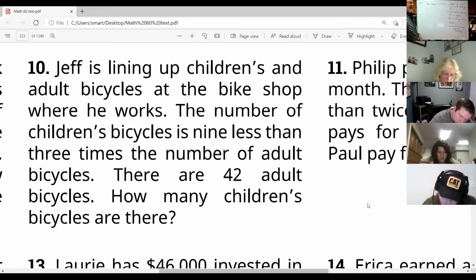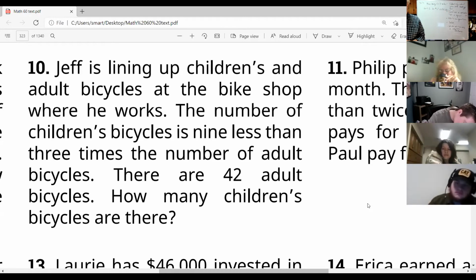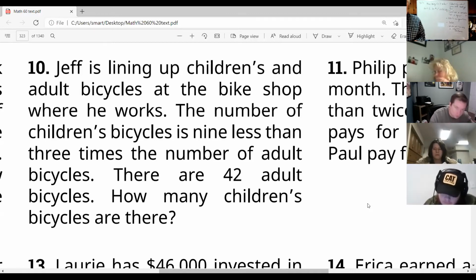All right, pick a variable for that unknown quantity. I'm gonna use C myself. Let C be the number of child bikes. All right, now the number of child bikes is 9 less than 3 times the number of adult bicycles. 9 less than 3 times the number of adults.